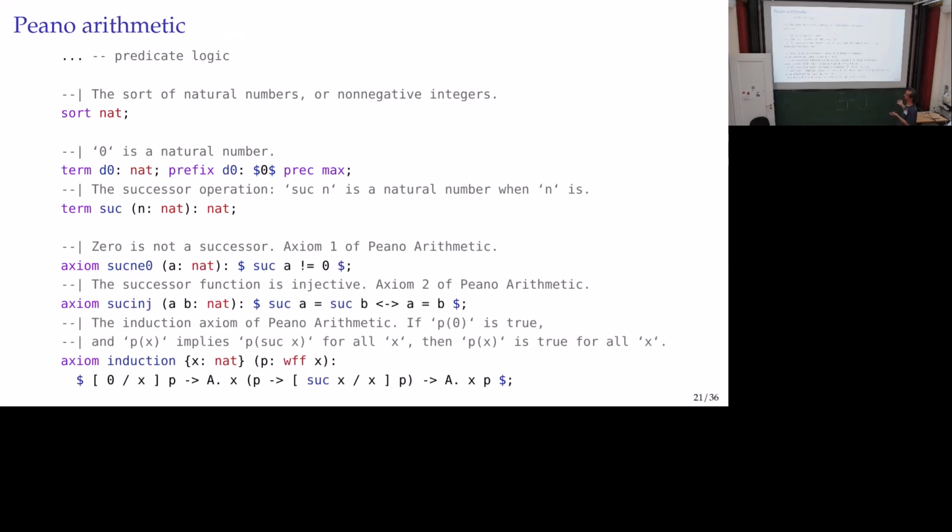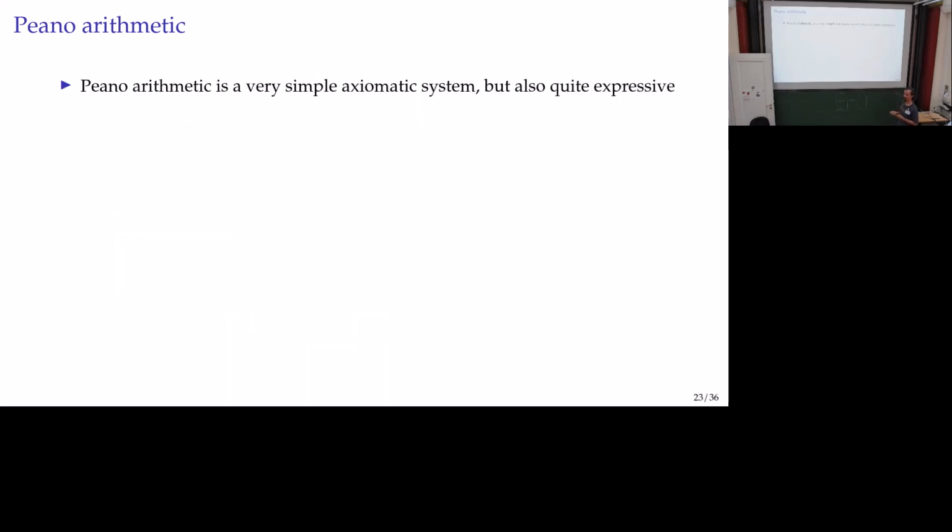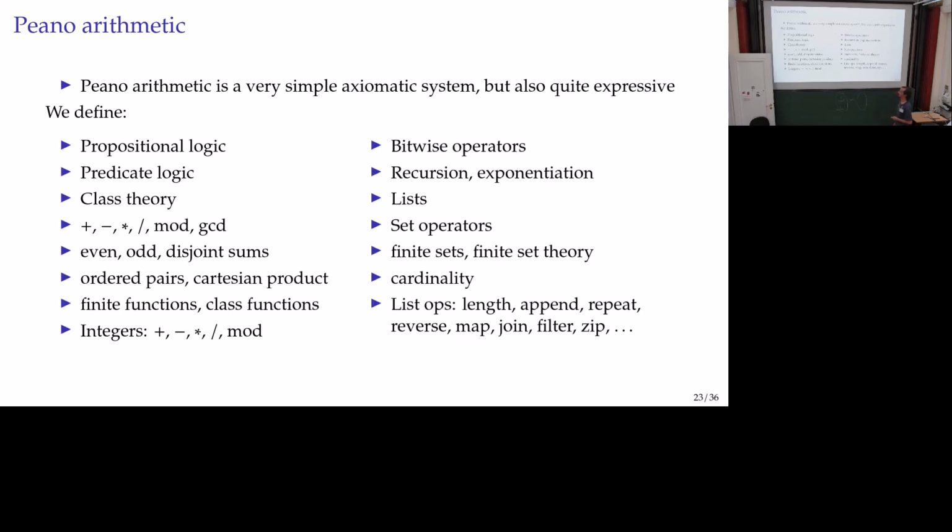And then continuing on, we can write down Peano arithmetic. So we have natural numbers, we have zero and successor, we have some axioms about successors and the induction axiom. And then addition and multiplication, evaluating on successors. And so, in three pages, we get a Peano arithmetic axiomatization. That was a complete axiomatization just given. And it's quite expressive. You can define all of these things in Peano arithmetic, and we do. And this is used for the proof of some properties of x86 and so on.